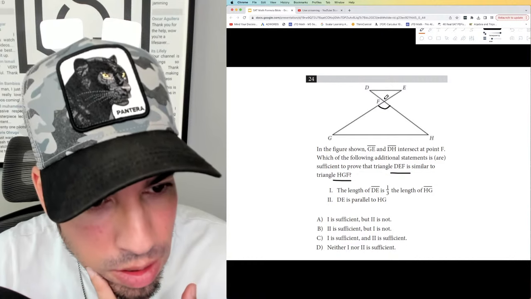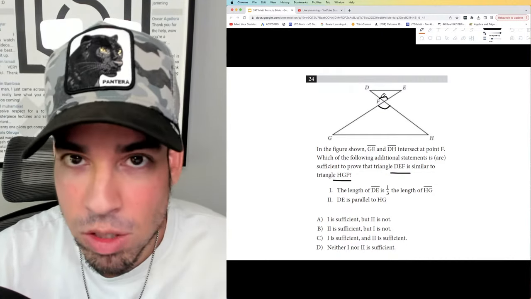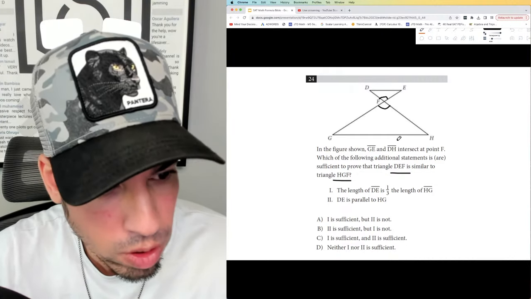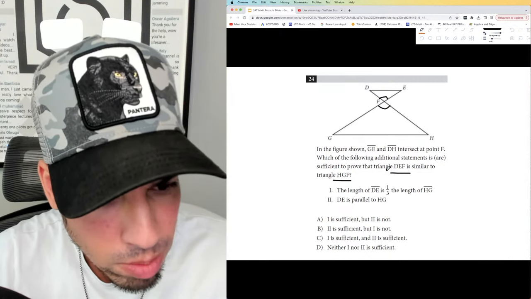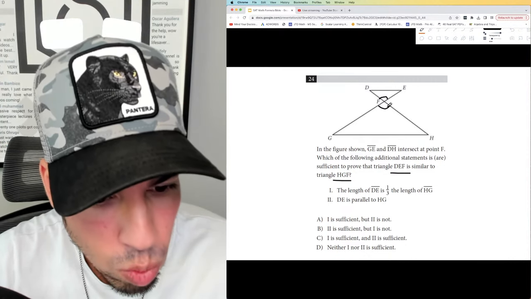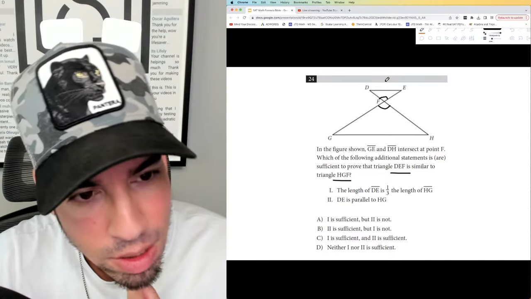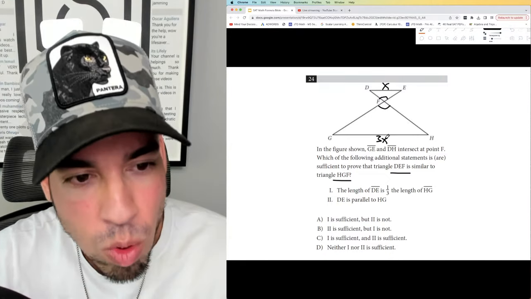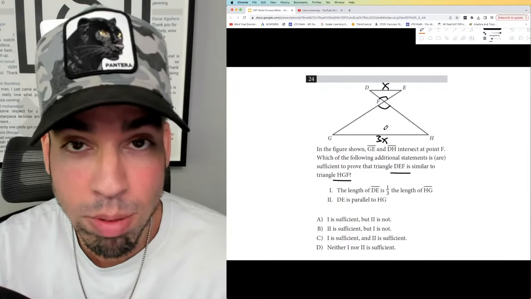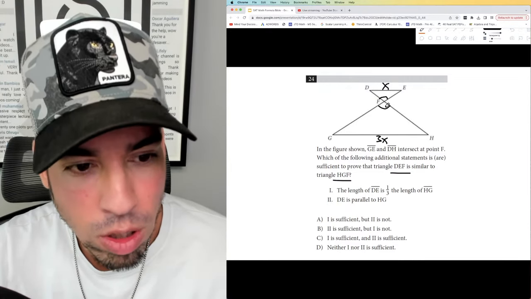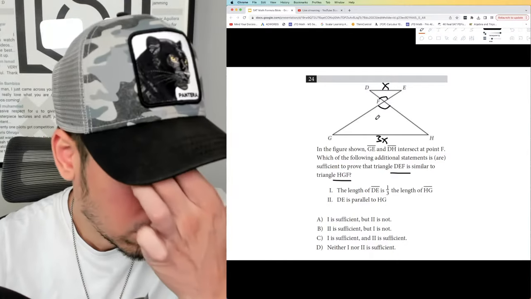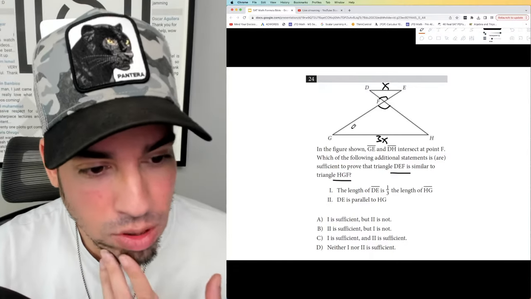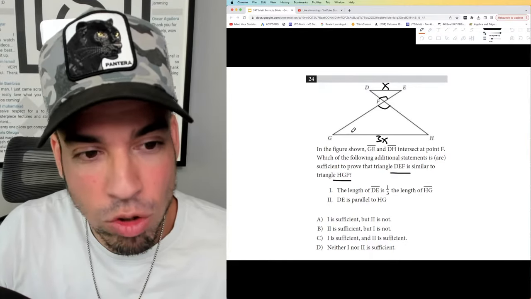But we do have these angles. And that's important to remember because those are vertical angles. They're always congruent. Now, if we're trying to prove similar, the length of DE is 1/3 that of HG. That's pretty good, right? If that's 1/3, but I need one other side. I can't just have one proportionate side, right? I need one other proportionate side. By the way, it's got to be side-angle-side, so an angle's got to be wrapped up in between the two proportionate sides.